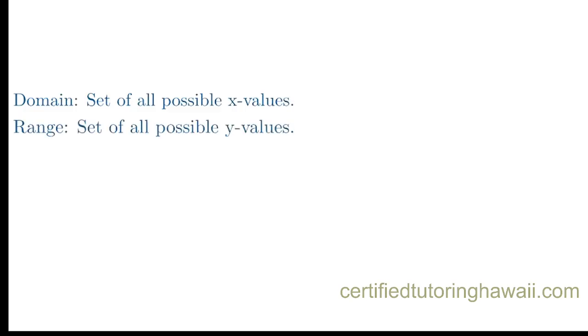Our final topic is how these transformations can affect the domain and range of a function. The domain is the set of all possible x values, and the range is the set of all possible y values. Most additive transformations, vertical and horizontal translations, do not change the domain or range of the parent function. For instance, shifting a parabola does not change the fact that its domain is all real numbers.